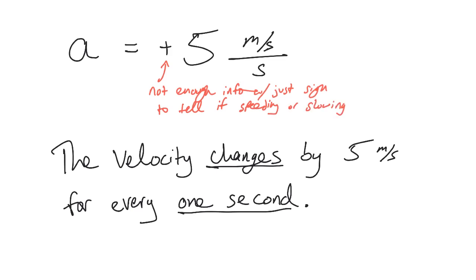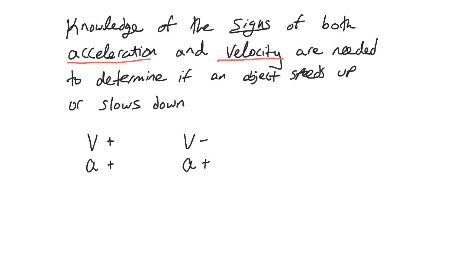Okay, there's something else that we need to know. And if we know this other piece of information along with the sign of the acceleration, then we can determine if we're speeding up or slowing down here in one dimension. Pause the video and see if you can write down what is that other piece of information that needs to be known in order to know if we're speeding up or slowing down. Go ahead, pause and think. Hopefully you got it. And it turns out that if you have knowledge of the signs of both acceleration and velocity, then you can determine if an object speeds up or slows down.